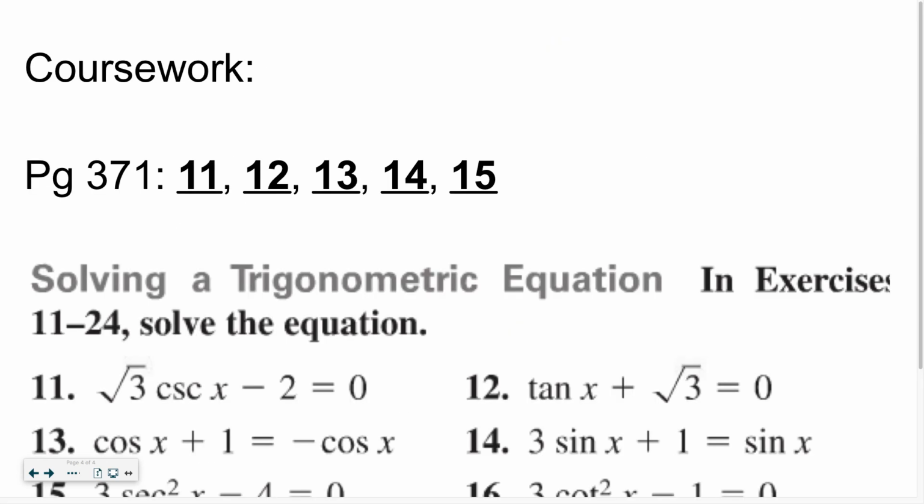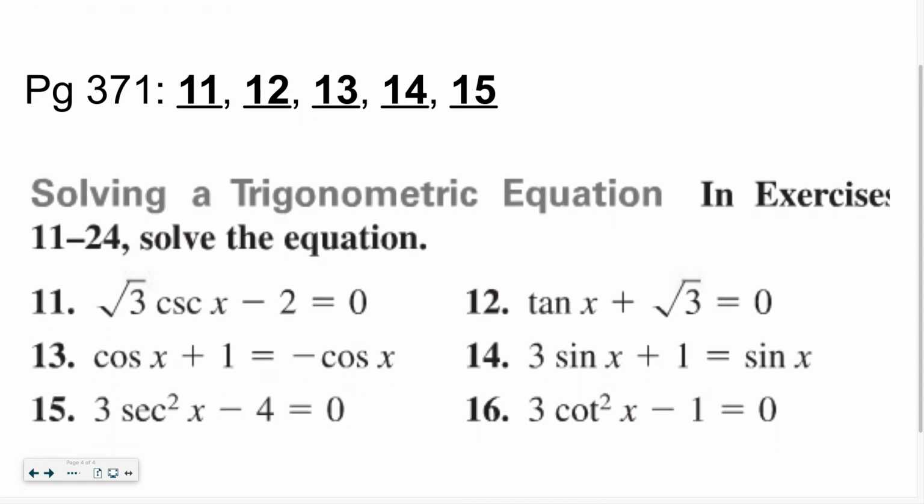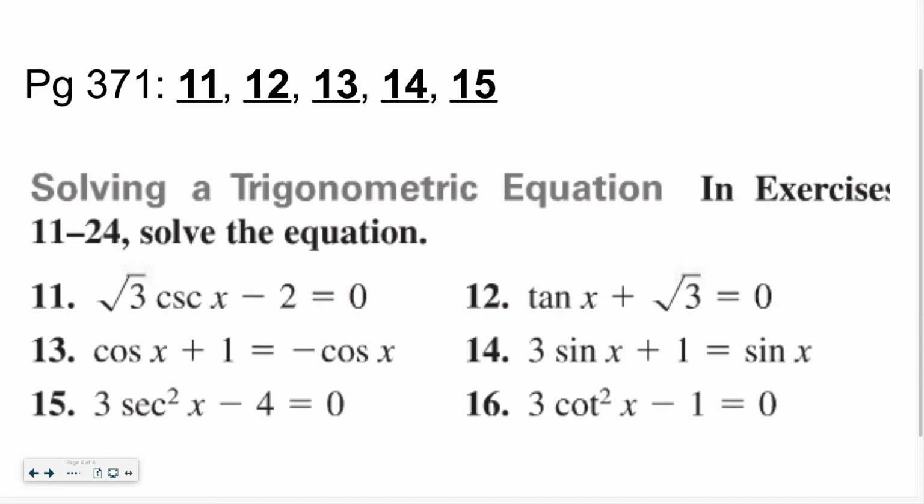Okay, your homework assignment is 5 problems, 11 through 15. They're here on the board if you want to jot them down or take a picture. We've got just a couple minutes remaining.